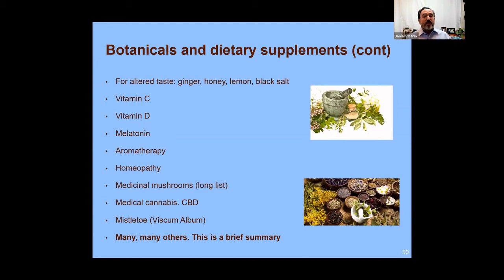Dr. Warnock will talk about melatonin, aromatherapy, homeopathy, medicinal mushrooms. There's a long list that can be really powerful. Medical cannabis, mistletoe, and many others. Dr. Warnock will talk about mistletoe.